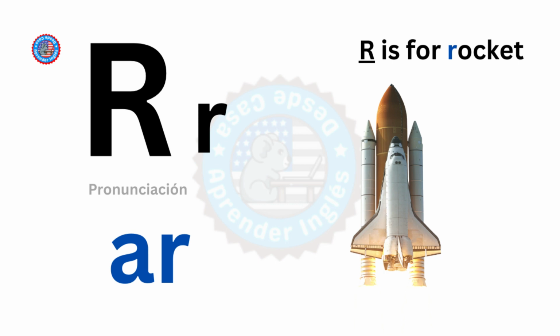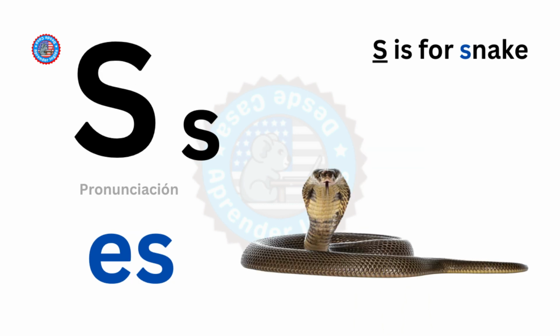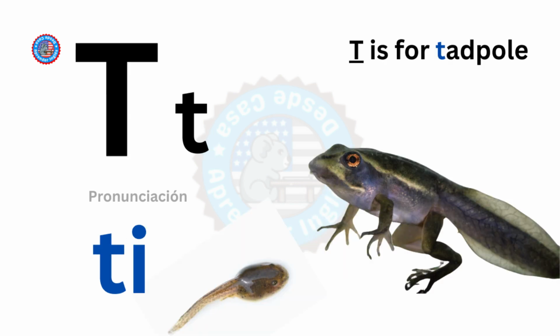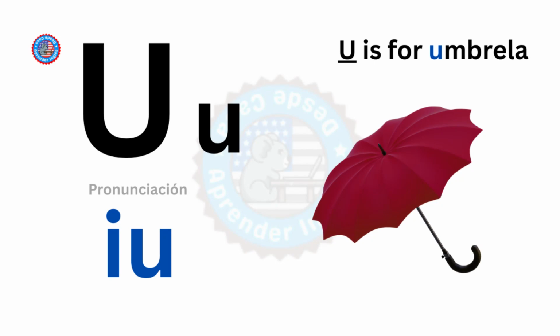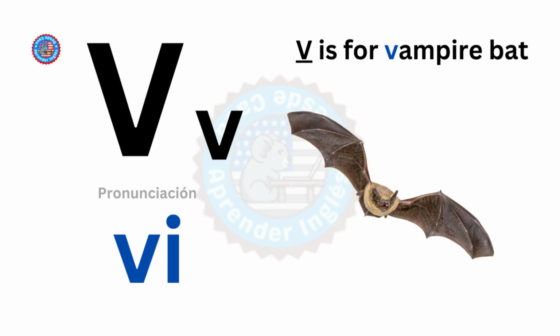S is for snake. T is for tadpole. U is for umbrella. V is for vampire bat.